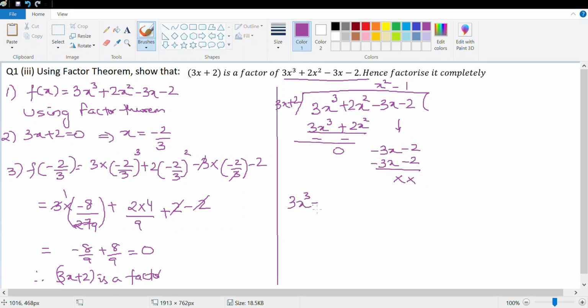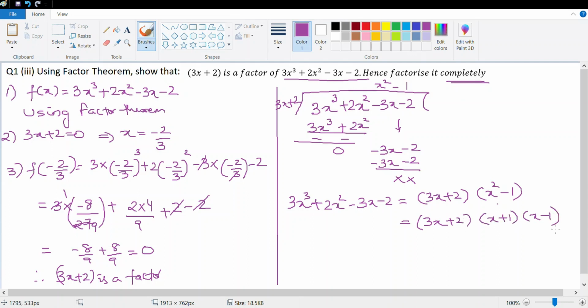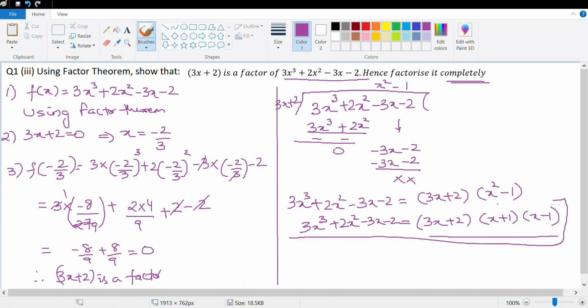So 3x cubed plus 2x squared minus 3x minus 2 is equal to 3x plus 2 multiplied with x squared minus 1. Since we need to factorize it completely, I notice x squared minus 1 is basically of the form a squared minus b squared, which means it can be factorized as x plus 1 multiplied with x minus 1. So that's our final answer. This is the final factorization of the given expression 3x cubed plus 2x squared minus 3x minus 2. Both the parts done. We've shown that 3x plus 2 is a factor and we've factorized it completely.